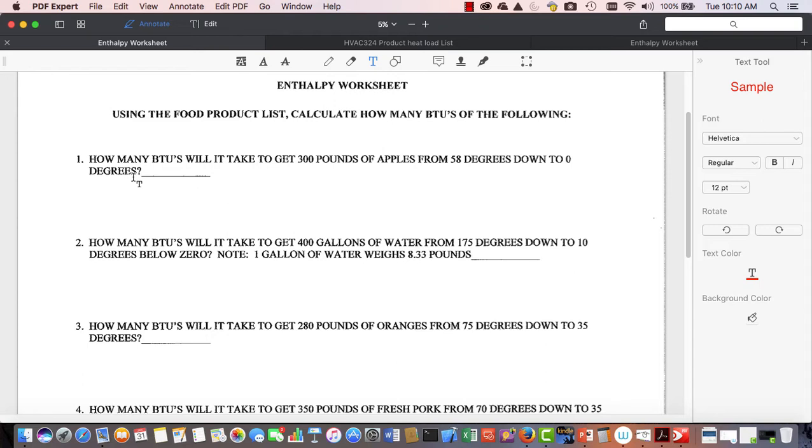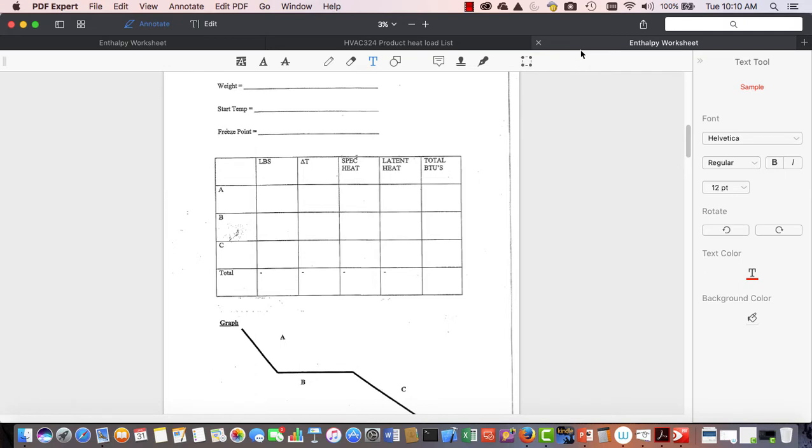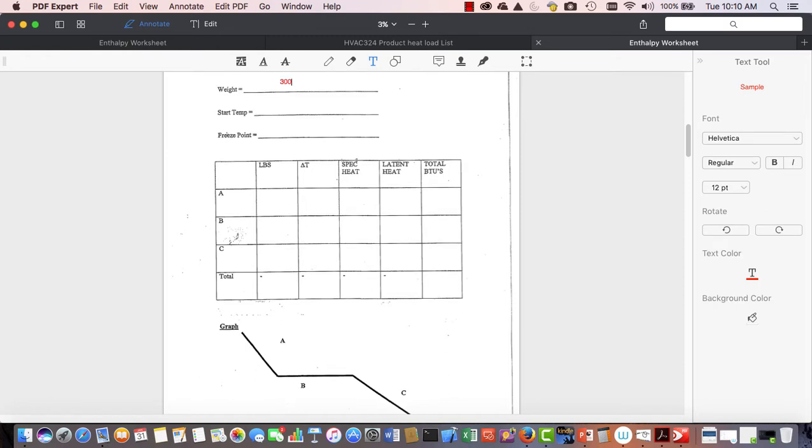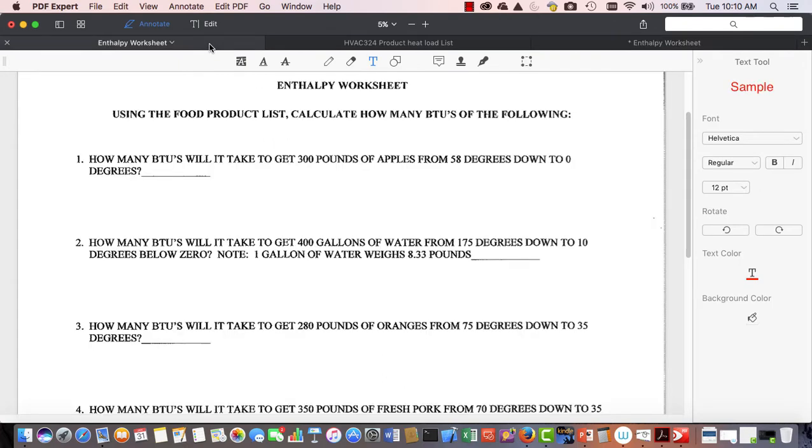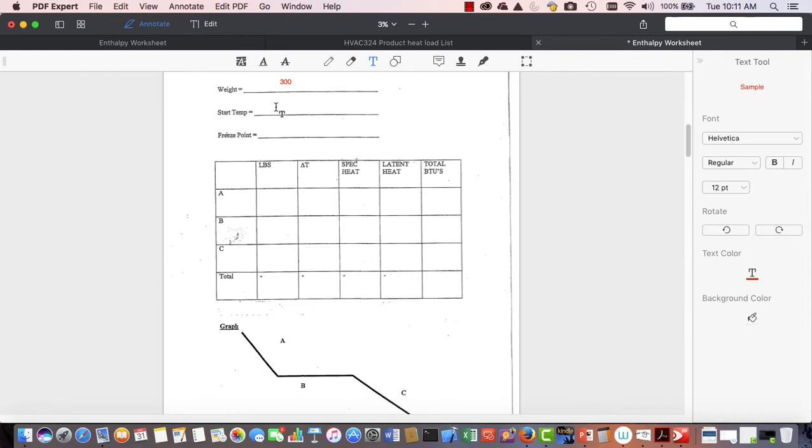How many BTUs will it take to get 300 pounds of apples from 58 degrees down to 0 degrees? So we know it's apples, we know it's 300 pounds. Let's go to the enthalpy worksheet that I like to use. We're going to start off by saying we have 300 pounds. Then our starting point is 58 degrees. Our ending point is 0. So we start at 58, and we're going to end at 0.